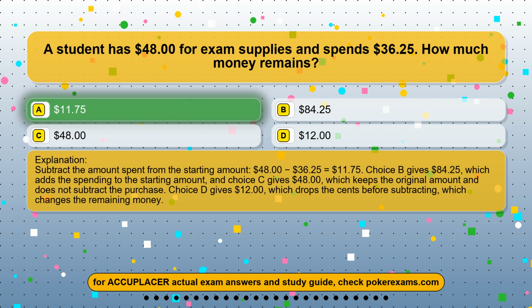$48 minus $36.25 equals $11.75. Choice B gives $84.25, which adds the spending to the starting amount, and choice C gives $48, which keeps the original amount and does not subtract the purchase. Choice D gives $12, which drops the cents before subtracting, which changes the remaining money.